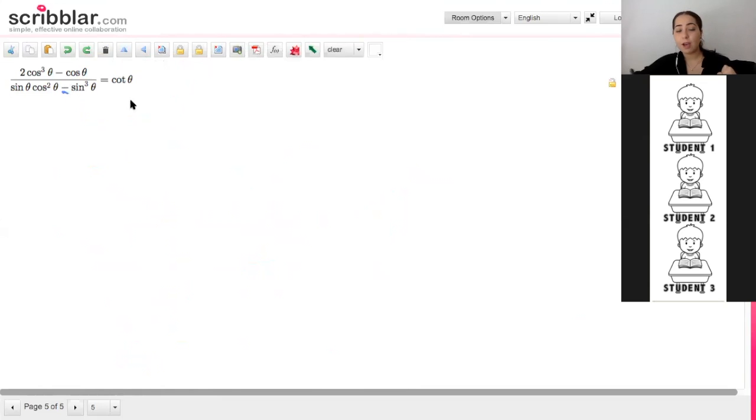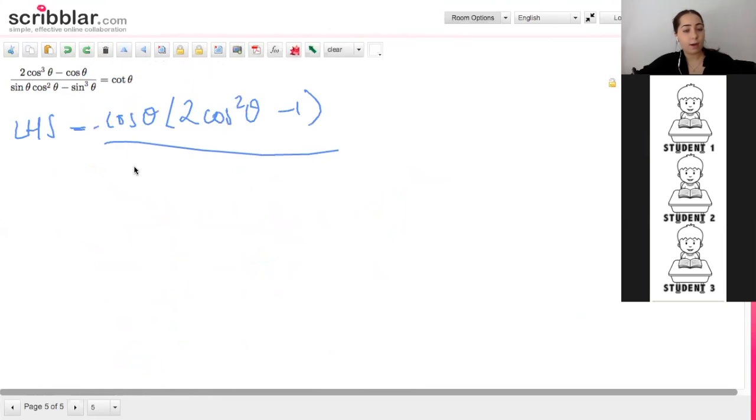So I'll just show you. Let me just write what you guys are up to. So the top is cos theta. So you got 2 cos squared theta minus 1 over sine theta times cos squared theta minus sine squared theta. Oh, I got it. Who was that? Me. Oh, finally. Yeah, me.